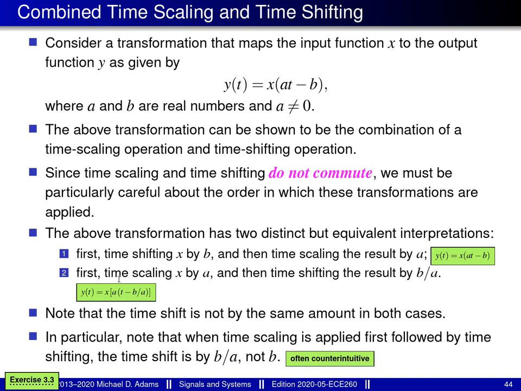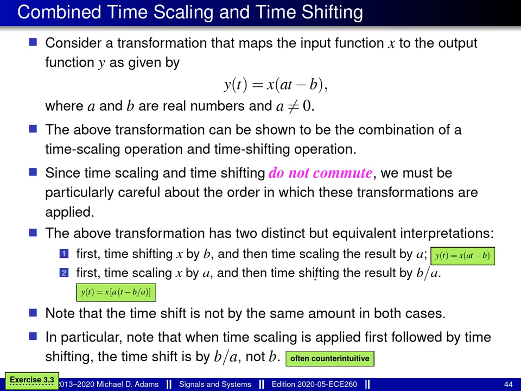The other option we have is we can take our function x and time scale first. So we first time scale x by a factor of a, and then we take the result and we time shift it by b over a. One thing you'll notice here is the amount that we're shifting by in both of these cases is not the same. In the first case, we're shifting by b. In the second case, we're shifting by b over a. And the reason they're not the same is because these operations do not commute. If we interchange the order, which is effectively what we're doing, in the first case we're shifting first and then scaling. In the second case we're scaling first and then shifting.